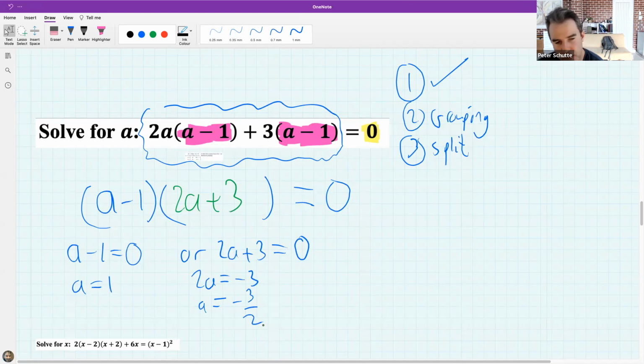Okay, and so hopefully the part where it splits is starting to look very familiar to you now. Where I think we need a lot more practice is the factorizing part.